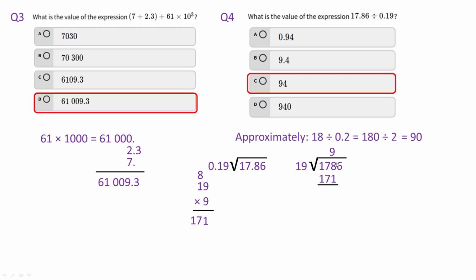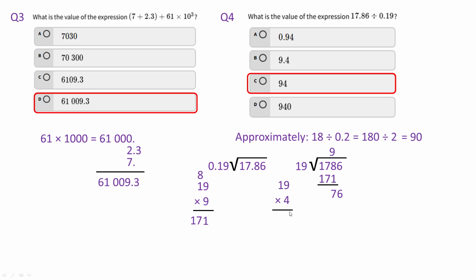And we subtract. 1 minus 1 is 0. I don't bother putting anything there. 7 minus 7 is 0. I don't bother putting anything there. 8 minus 1 is 7. And then we bring this 6 down. So now you have to divide 19 into 76. That's approximately 20 into 80, so it probably goes in about 4 times. So a good next guess for the next digit up here is probably 4.